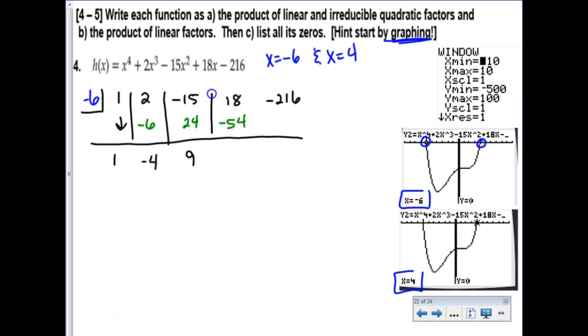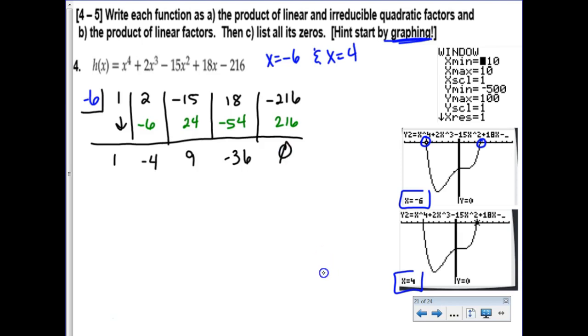My mental math has lost. What is that? I'm sorry, what? -36, thank you. And then please tell me that's +216 when you multiply those. Good, and it should have been because we were claiming that that was a 0, so the remainder should come out to 0, which it did.